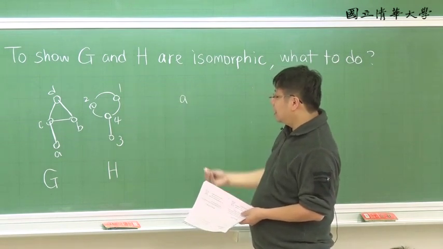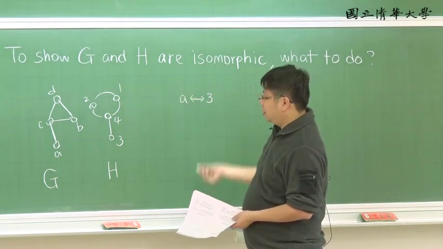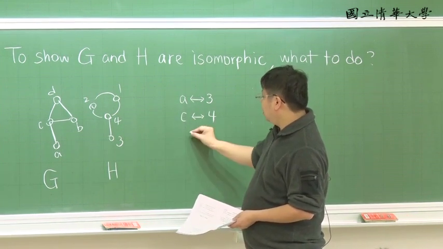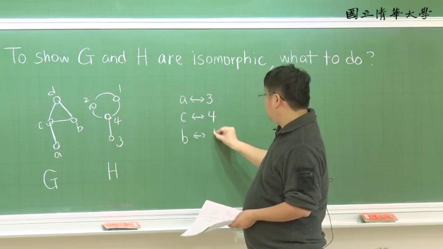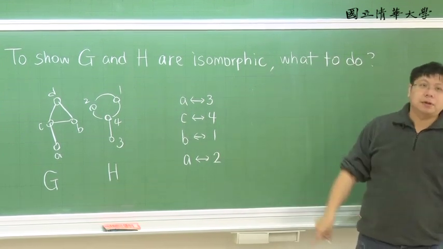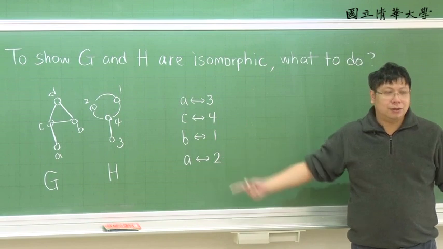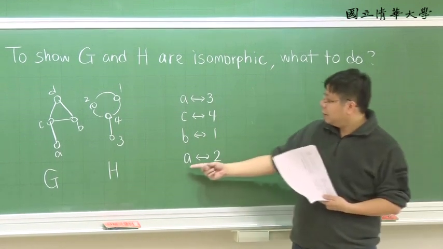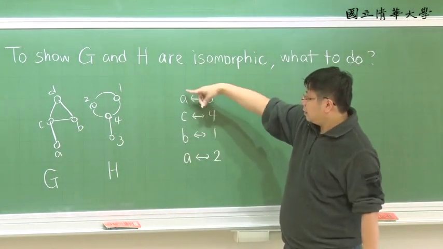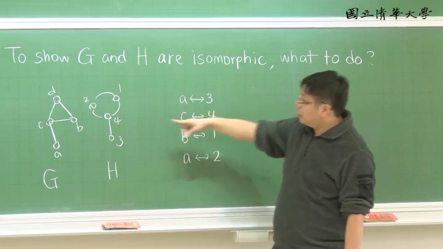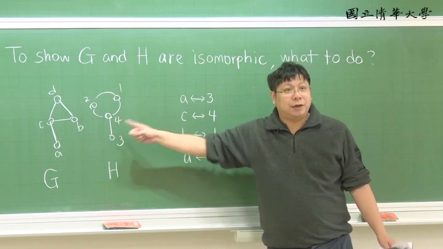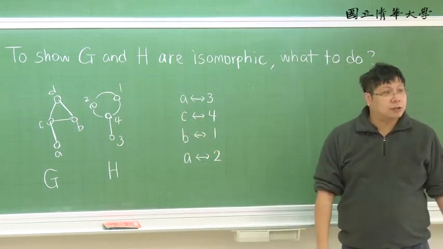So maybe in this case, let's map A to 3, C to 4, B to 1, and D to 2. So you define a one-to-one correspondence, and then you ask our tutors to check that it is indeed a correct correspondence. So that you have an edge AC, and then you will have an edge 3, 4. You have an edge CB, you will then have an edge 4, 1 in the graph, if and only if. If this is the case, then the graphs are isomorphic.